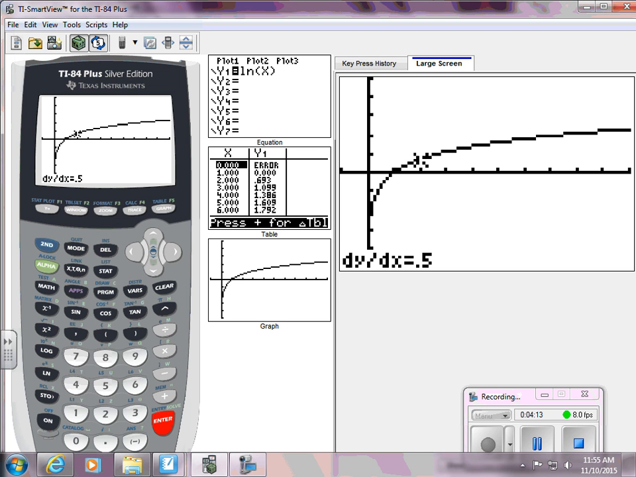You want to know the derivative. You don't want to just know the y value, because the ln of 2 is going to be that value. I don't want to know the y coordinate here. I want to know the slope at 2, not the y coordinate.